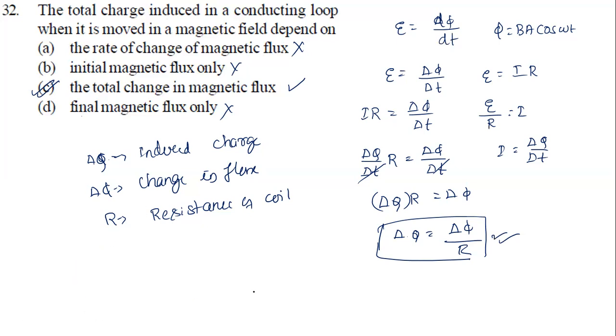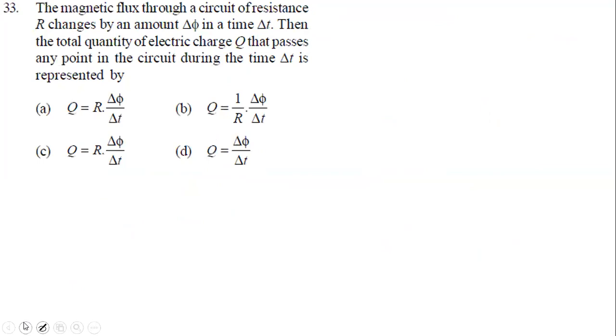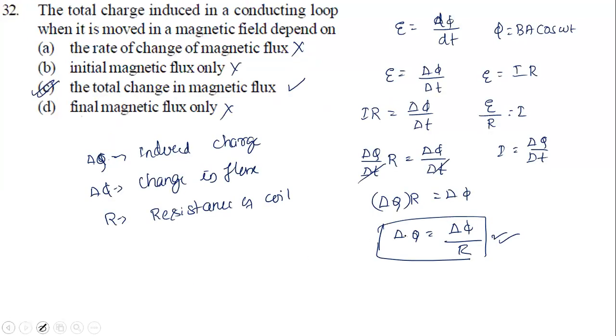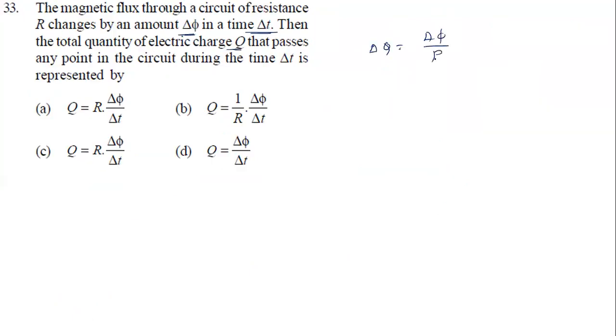Okay, let's see the next question. Question number 33. Again, we came back to the same type of question. The magnetic flux through a circuit of resistance R changes by an amount delta phi in time delta t. Then the total quantity of charge Q that passes any point in the circuit during delta t is represented by what formula? Simple thing. We just proved the formula: delta Q equals delta phi by R.